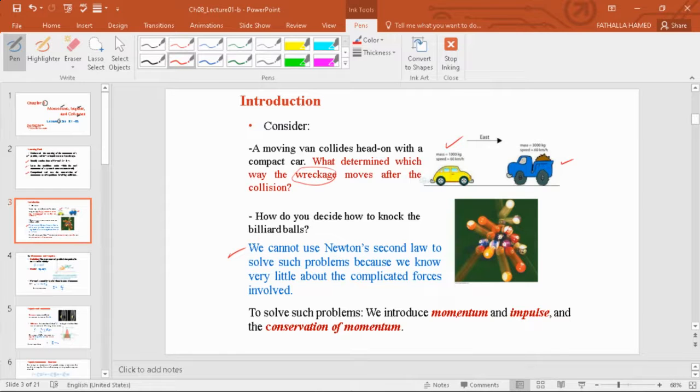To solve such problems, we introduce momentum, impulse, and conservation of momentum. So this is basically the motivation for why we deal with momentum in situations like this, where the forces are going to be complicated. So it's best to deal with momentum.